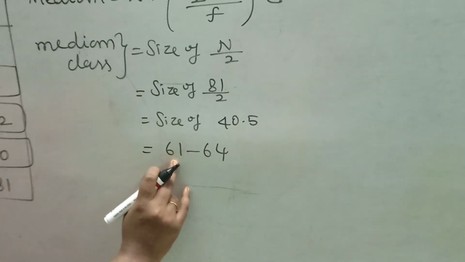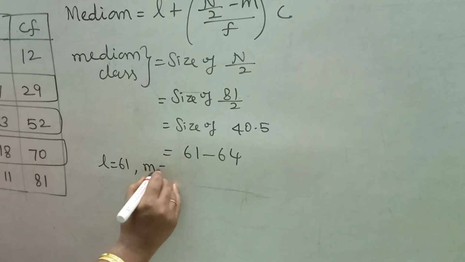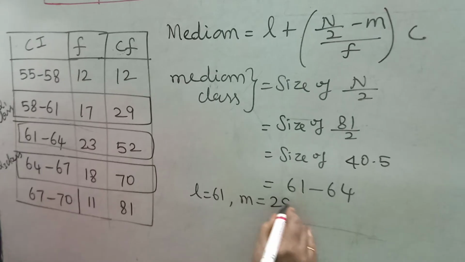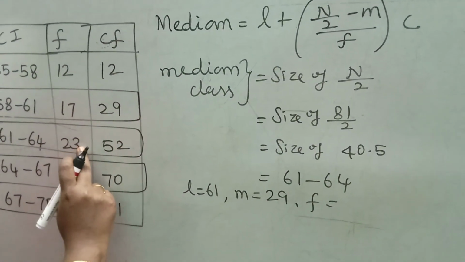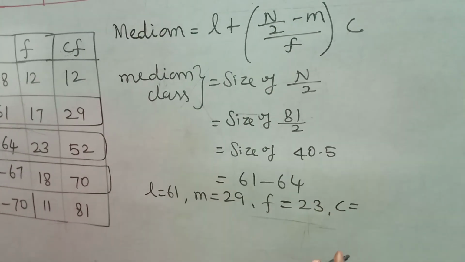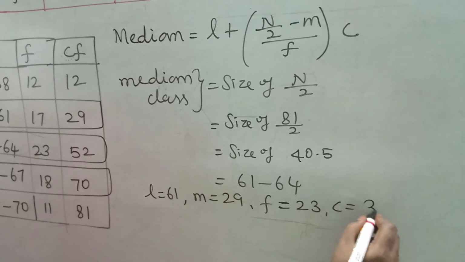Here, L lower limit is 61. Therefore, I am writing L equal to 61. Then m value is 29. And the frequency, f value, is the frequency of the median class, that is 23. C is the class interval. Class interval is upper limit minus lower limit. 64 minus 61 is 3.